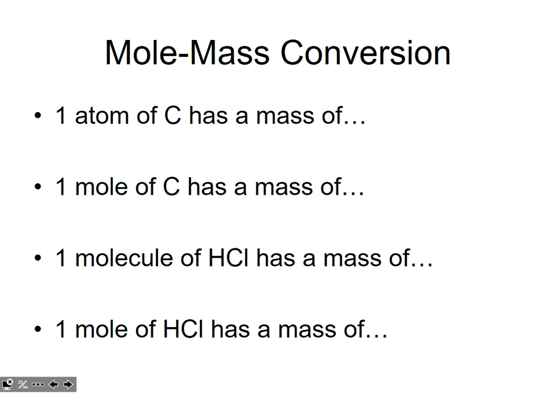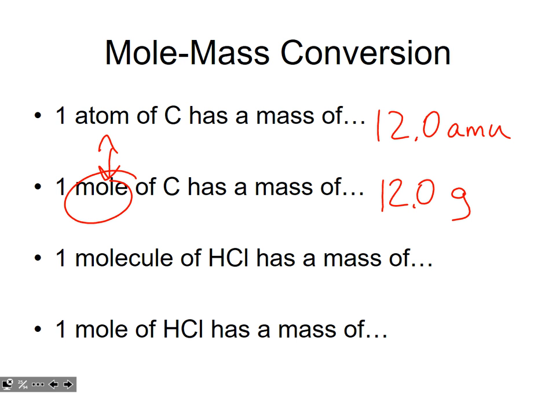So, mole-mass conversions. This is based on the atomic masses that are in the periodic table, because when you look up carbon, one atom of carbon has a mass of 12.0 AMU. Remember, atomic mass units. But that also means that 1 mole of carbon, when we switch from atoms to moles, has a mass of 12.0 grams. It's the same number, we've simply changed the unit. We've scaled everything up by making it a mole instead of a single atom.